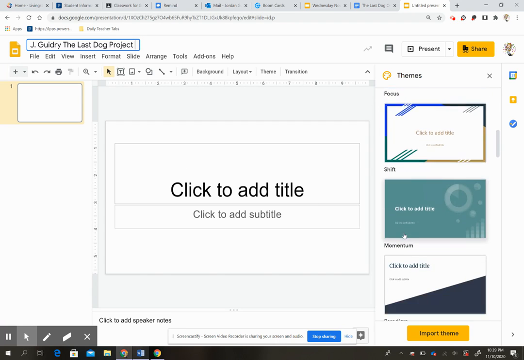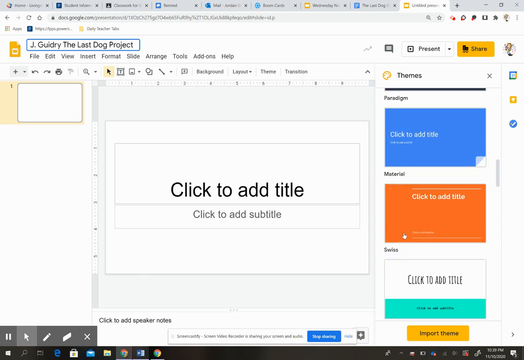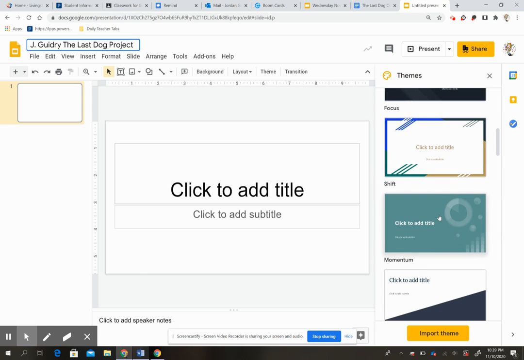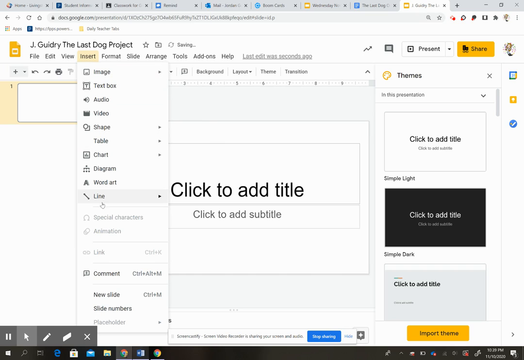Now, you have several different options. One, you can choose one of these pre-made slide backgrounds. This one is pretty kind of futuristic looking. It might work well for you. You can also choose to upload a picture and insert that as your background. So like if you wanted to insert a background, insert. You can do image, text box, audio.